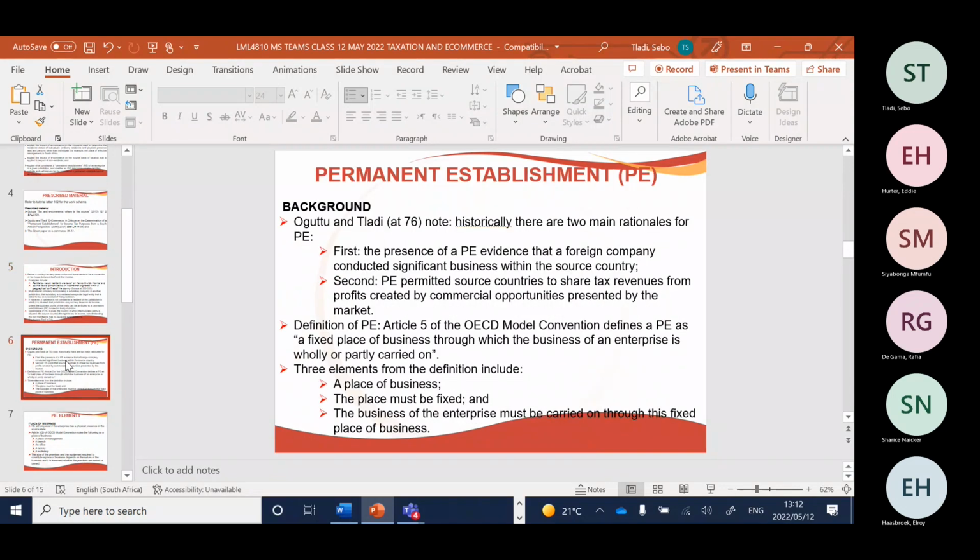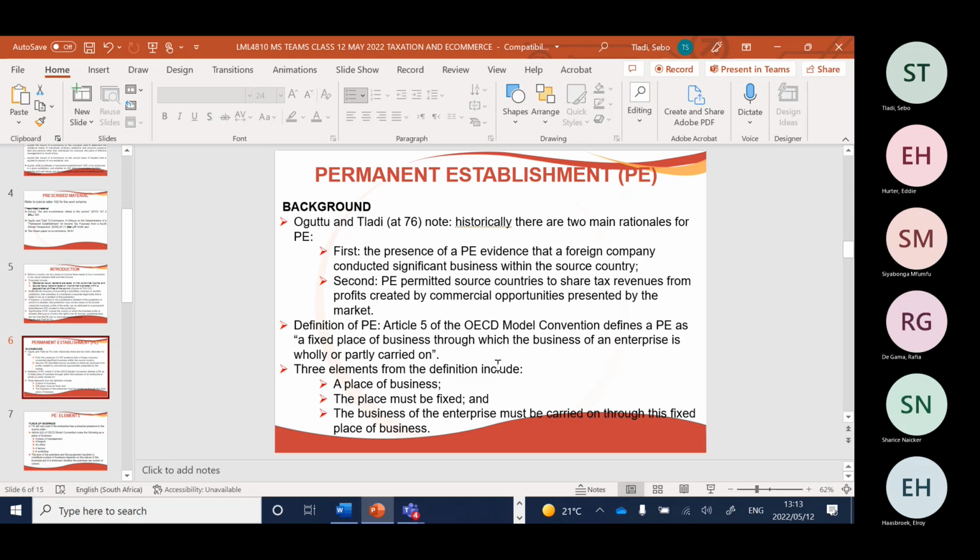So, without wasting any time, I'm going straight into permanent establishment, or PE, and its background. Again, you'll get that information from the Ntladi article and the Oguto article. It's stated there on page 76 that there are two main rationales for a PE. The first is the presence of a PE as evidence that a foreign company conducted significant business within the source country. The second is that the PE permitted source countries to share tax revenues from profits created by commercial opportunities presented by the market.